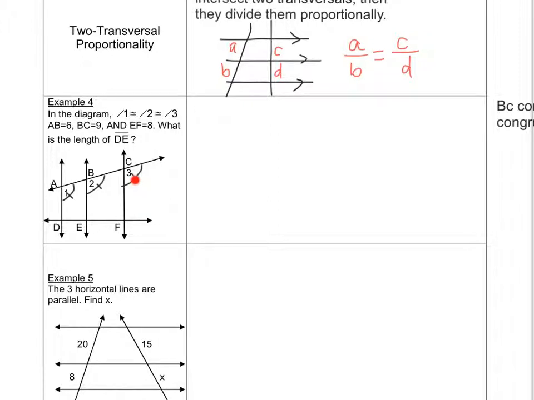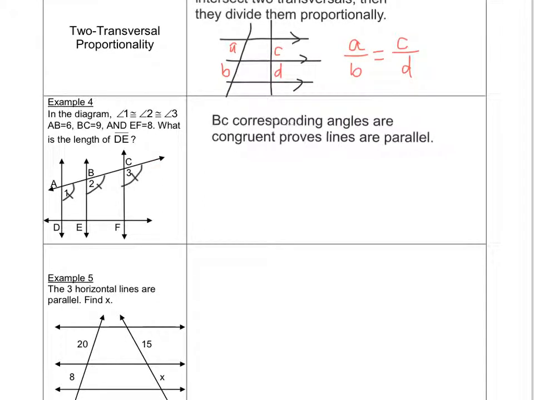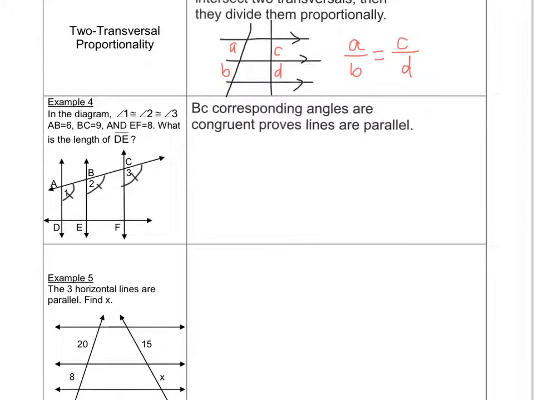Oh, corresponding angles. That's right. All 3 of these angles are corresponding and they're congruent. Because those angles are congruent, that means that these lines must be parallel. This is one of the ways you can prove lines are parallel. If the corresponding angles are congruent, it proves the lines are parallel. So that means this line is parallel to this line is parallel to this line.